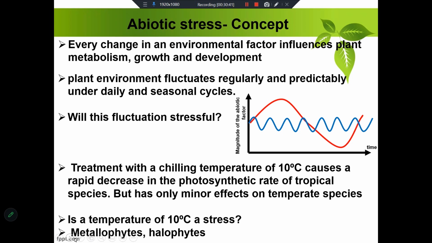So metallophytes, what are the metallophytes? Metallophytes are the plants which can tolerate and which can grow in what? Metal ion contaminated environments. There are different metal deposits. For example, in Sri Lanka, where can you find metallophytes?